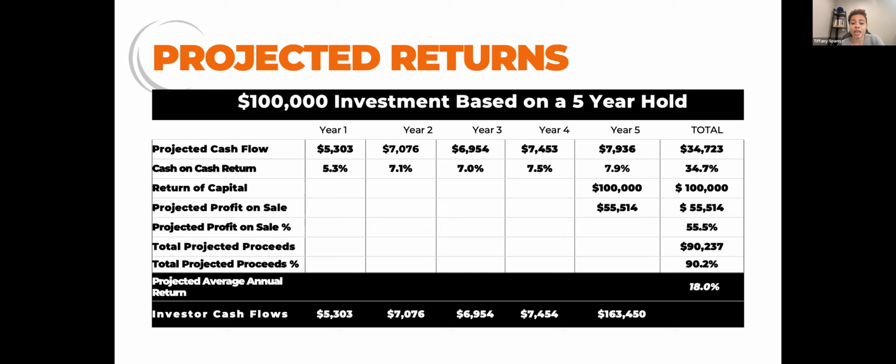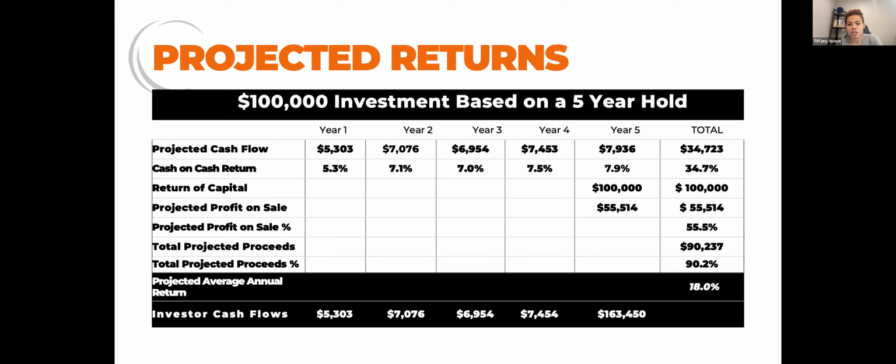In year 2, you'll cash flow a little bit more there. You'll notice around 7.1%, so around $7,000 a year. Year 3 and year 4 around 7 and 7.5%. But you'll notice that in year 5, you really get the bulk of your profits and your proceeds. And the reason for that is because year 5 is the sale of the property, and that's when you receive all of your investment back along with the profits from the sale.